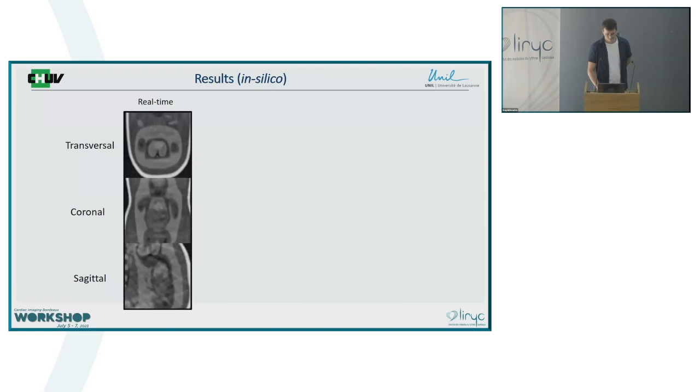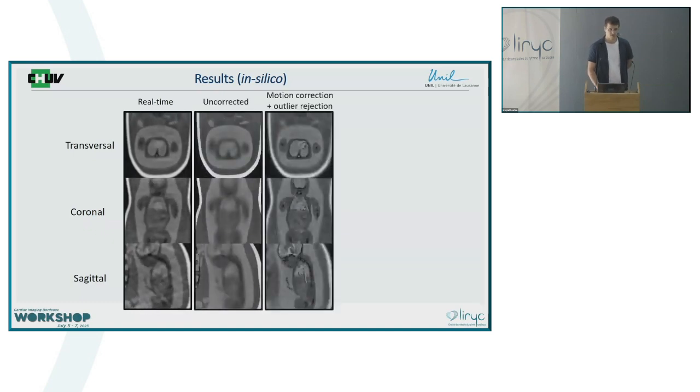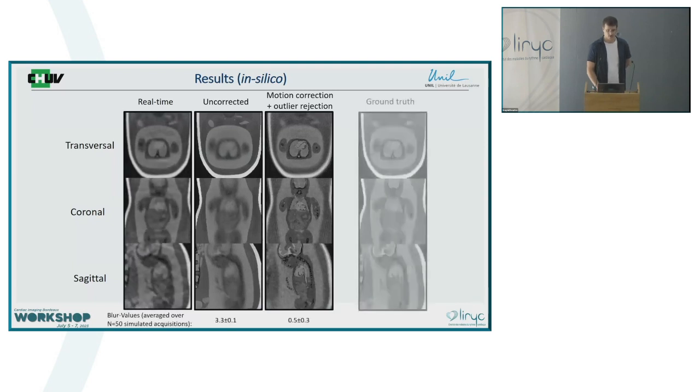Looking now at the in silico results, we're seeing 3 axes of the real-time reconstructions, which are leading to strong blurring in the 3D static reconstructions due to the fetal motion. The 3D static reconstructions with motion correction and outlier rejection are showing that the motion can be estimated to a good quality and that the blur level can be significantly reduced. As a reference, the ground truth of the in silico phantom is shown on the right column.